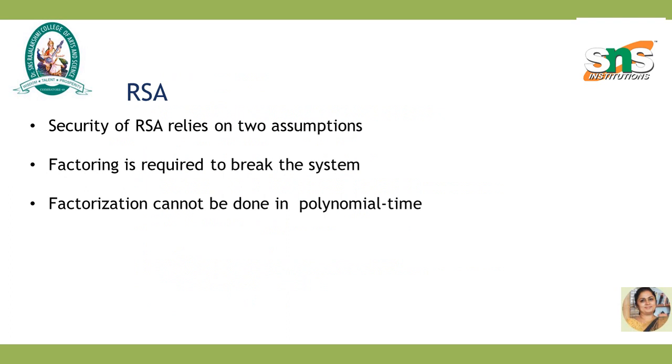The security of RSA relies on two assumptions. First, factoring is required to break the system. Second, factorization cannot be done in polynomial time. These are the two things.